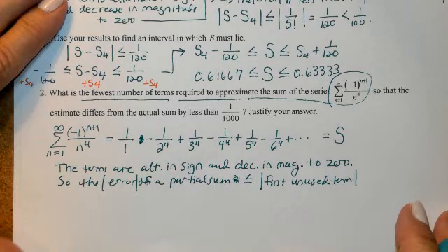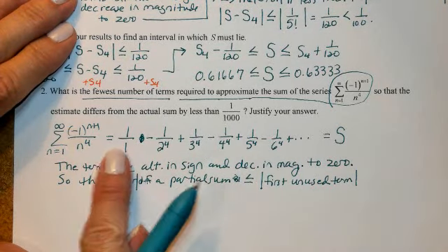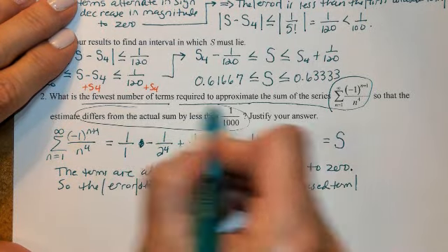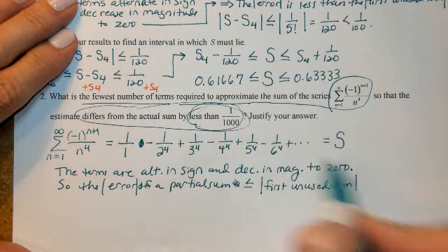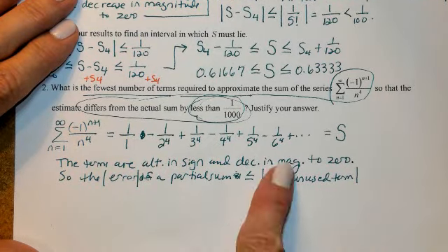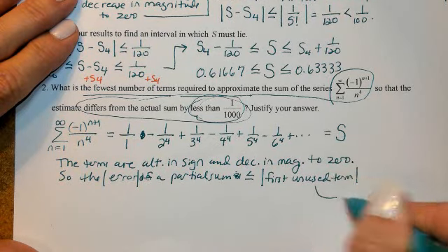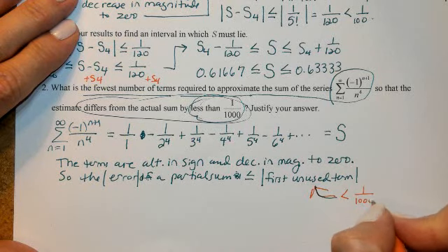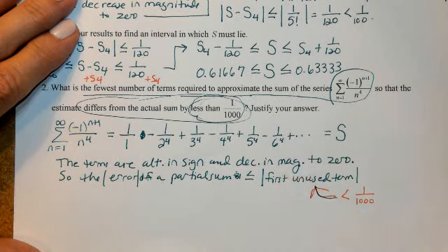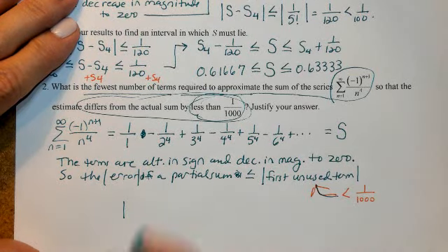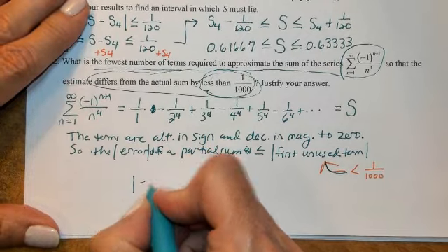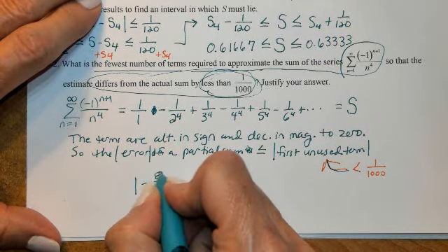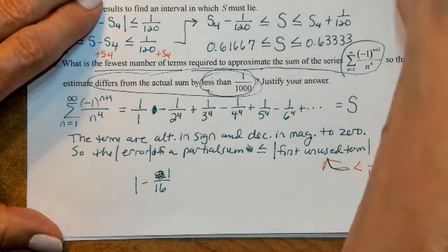So let's take a look at these again, and this time I need some values because I want my error to be less than 1 over 1,000. Which means I want my first unused term to be less than 1 over 1,000, right? So let's write out some terms. Well, 1 is definitely not less than 1 over 1,000. What's 2 to the 4th? 2 to the 4th is 16. So 1/16.